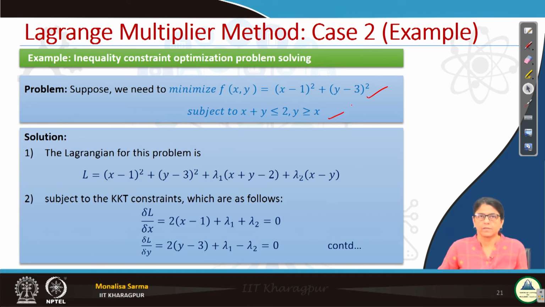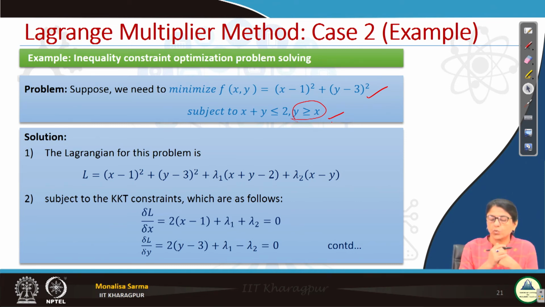Okay. Subject to this constraint, we need to minimize. Here the inequality constraint is in less than sign, so less than equals to 0. Accordingly, we will do a bit of manipulation. This will become x plus y minus 2 less than equals to 0, isn't it? And from this, we can write x minus y less than equals to 0, isn't it? If we bring x this side, the sign gets changed. So, x minus y less than equals to 0.